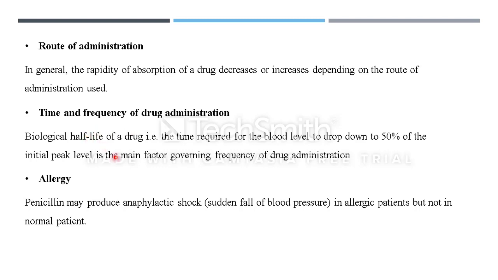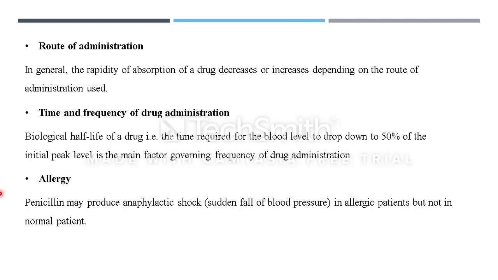Now, time and frequency of drug administration. Biological half-life of a drug, that is the time required for the blood levels to drop down to 50% of the initial peak level, is the main factor governing frequency of drug administration. So when the half-life of a drug is about 2 hours, then we expect that by 4 hours another dose of the same drug will be administered in order to prevent low levels in the blood. So this half-life will determine the number and the dose that will be administered to the individual. So time and frequency of drug administration may also affect the dose and the effect of the drug on the individual.